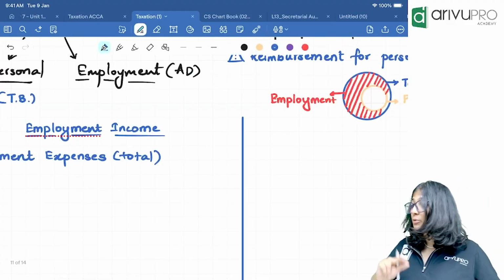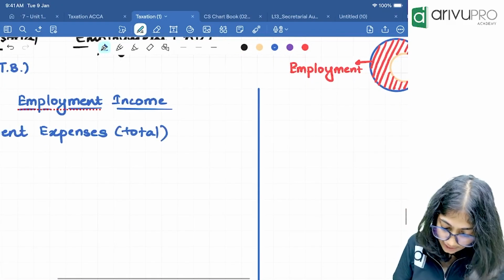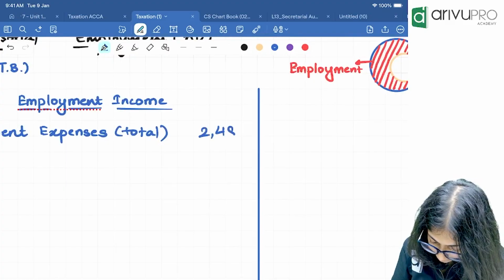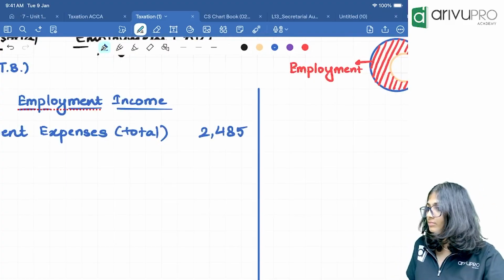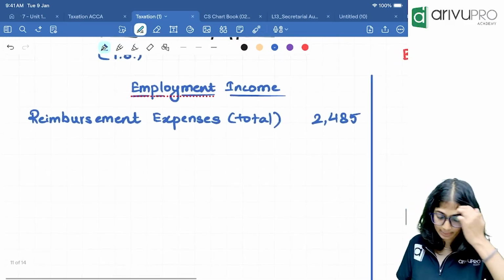Reimbursement expenses, I'm going to put the total amount. What is the total amount I got? 2,485 pounds. 2,485 pounds is the total reimbursement expenses.